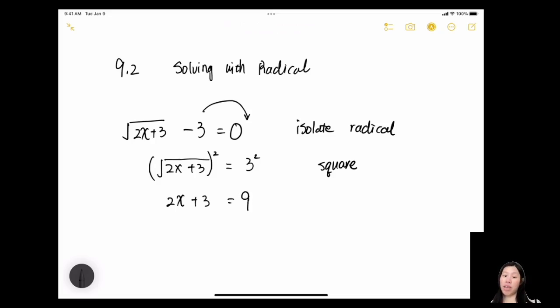Now you can solve for x. So we subtract 3 on both sides. I have 6 divided by 2, which gives 3. So that's your answer. Remember, always check your answer.